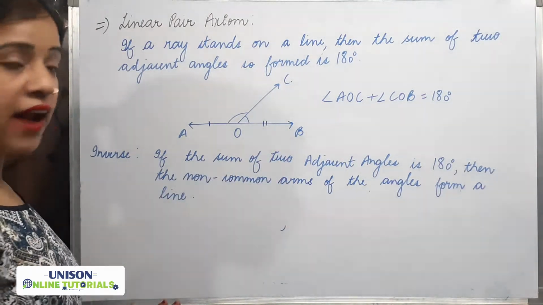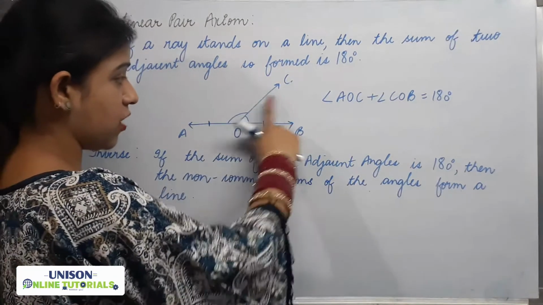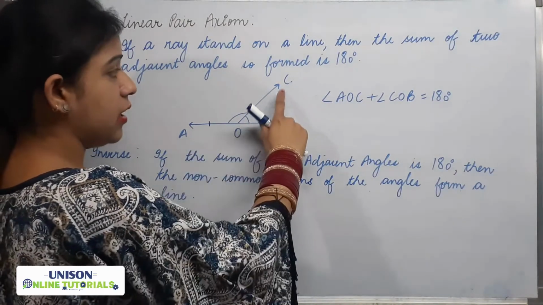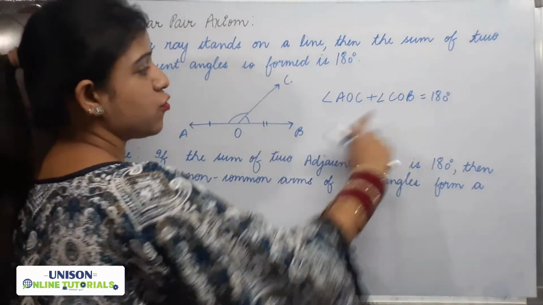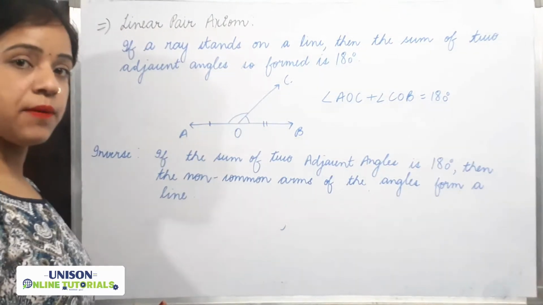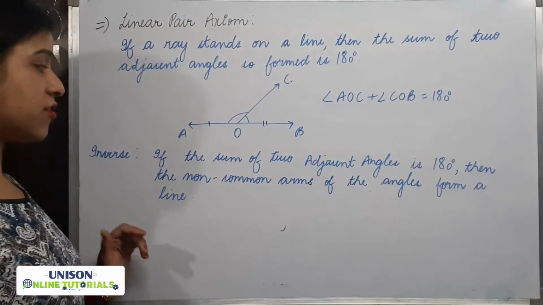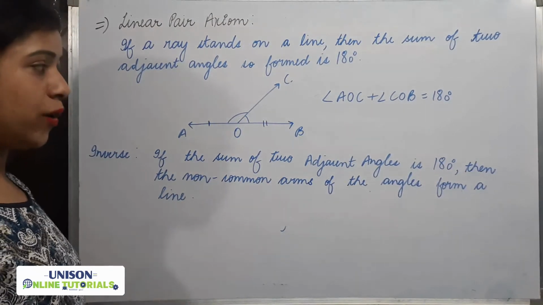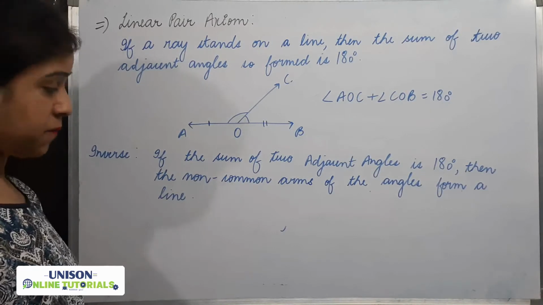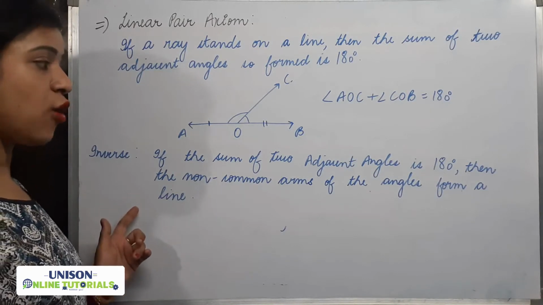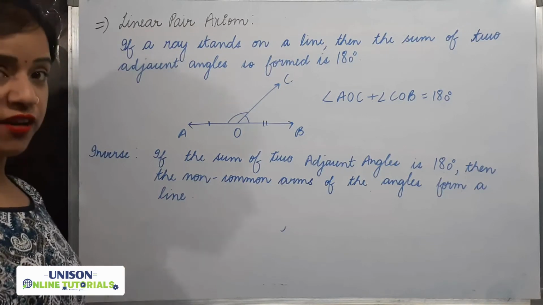So we can say that the sum of angles AOC plus COB equals 180 degrees. This is the linear pair axiom. And the inverse of this: if the sum of two adjacent angles is 180 degrees, then the non-common arms of the angles form a straight line.